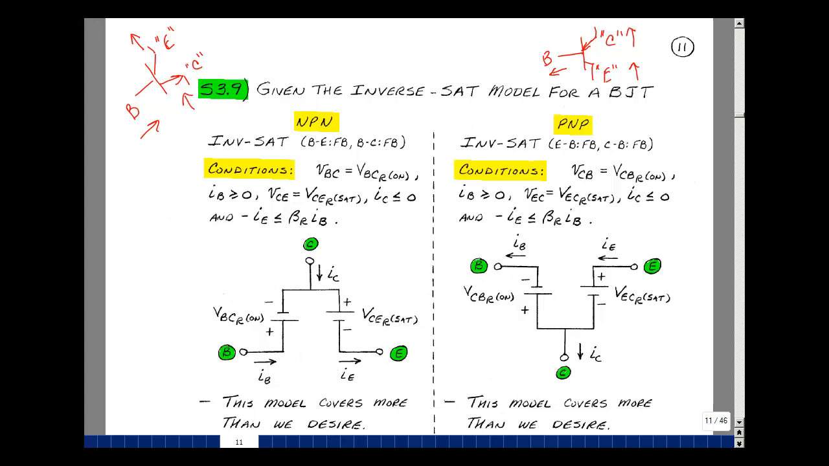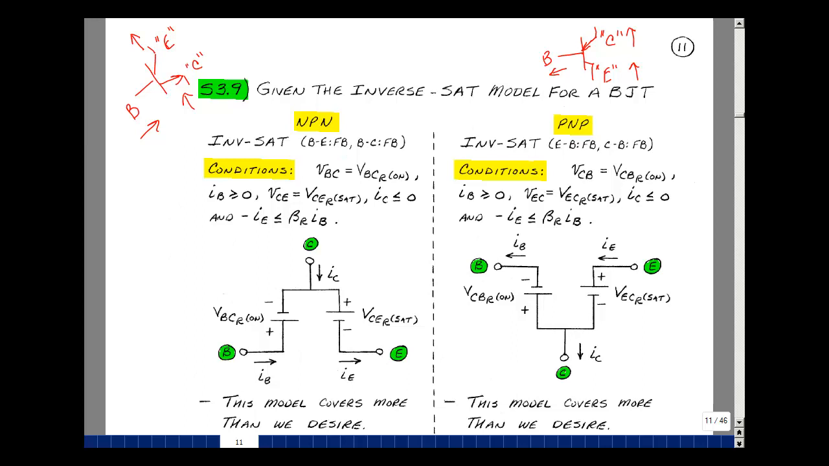This video has to do with Supplemental Problem 3.9. You can find this problem in the ECE302 ebook in the Chapter 3 Supplemental Problems, starting on page 11. In our last video, we modeled the inverse active region. Now take a look at modeling what's called the inverse saturation region, where I'm going to forward bias both the base emitter and base collector p-n junctions, but I'm going to have a negative collector emitter voltage.